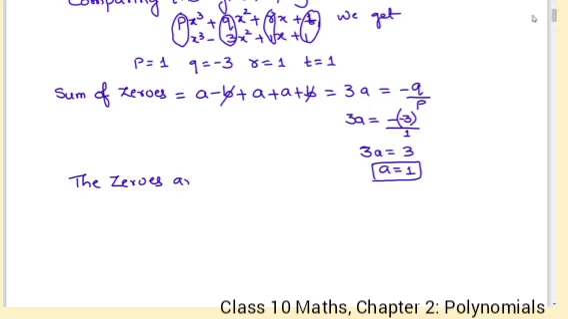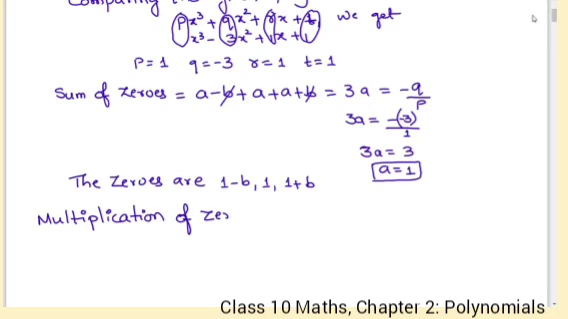Likewise, find b also. The zeros are now 1 minus b, 1 and 1 plus b. Now the multiplication of zeros, or product of zeros, 1 into 1 minus b into 1 plus b, is equal to 1 minus b square, that is equal to minus t by p.